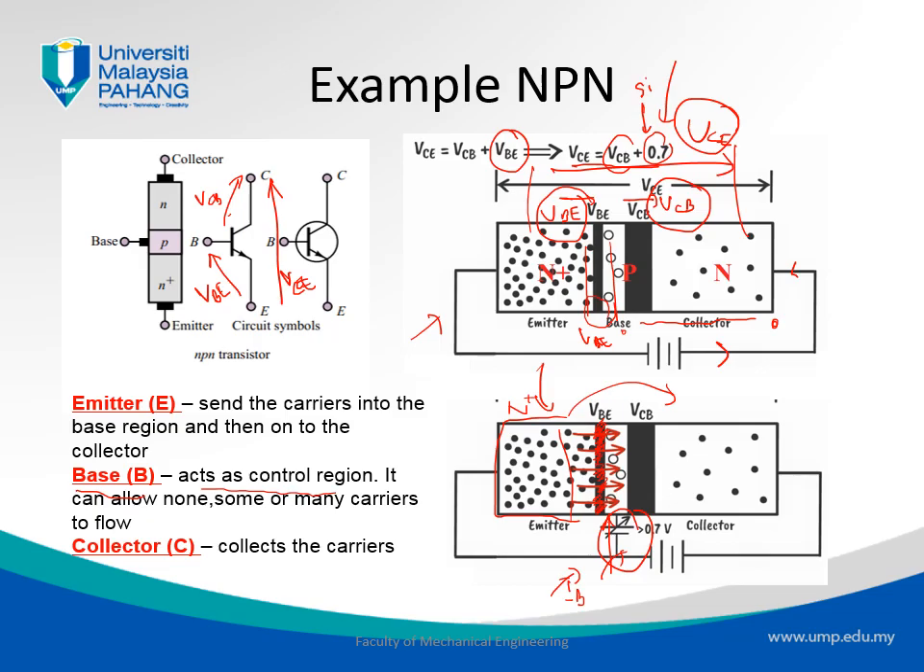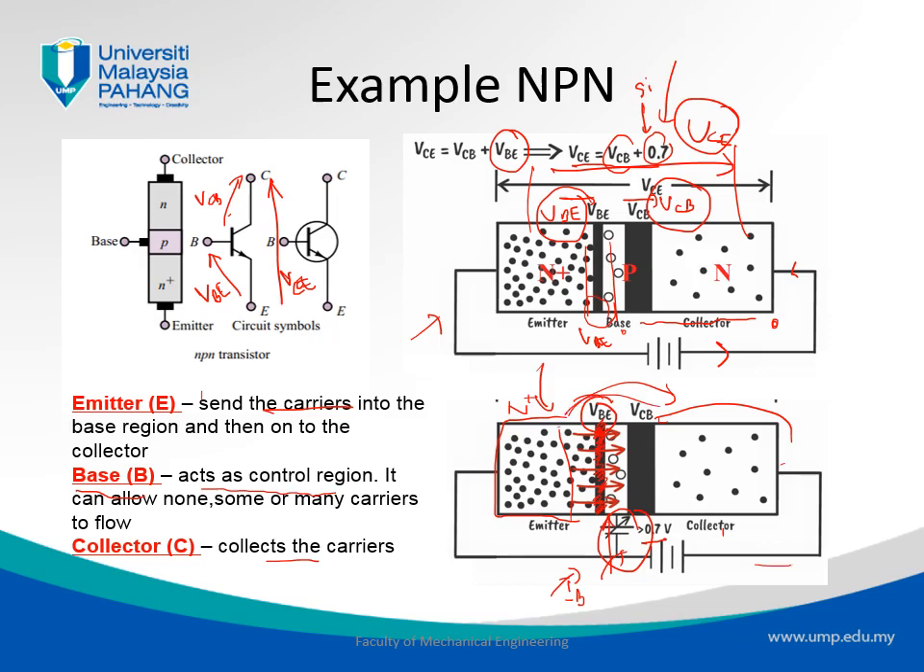If there's a voltage that exceeds 0.7 applied across VBE, then a current will be able to circulate from the collector region to the emitter region, right? From the collector region to the emitter region. So that's why we call the emitter the portion that sends the carriers across, and the collector the region that collects the extra carriers.